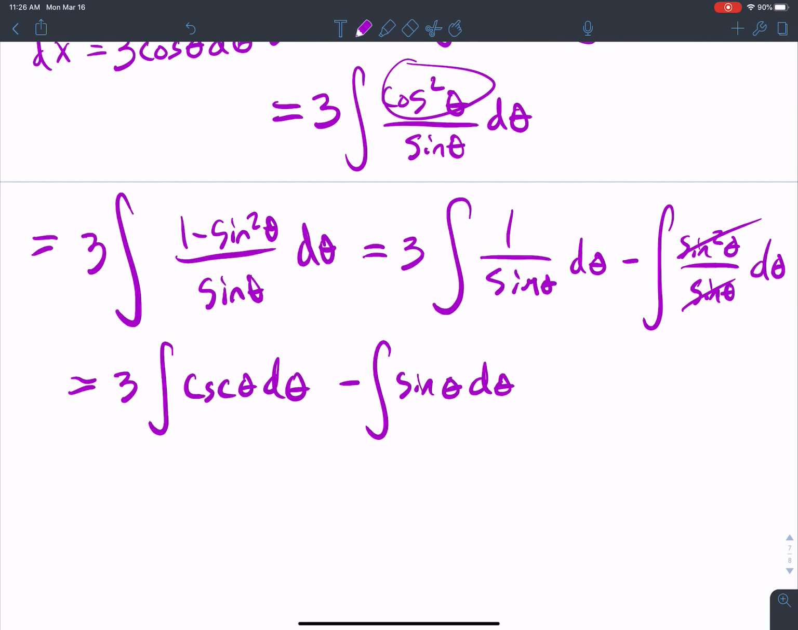So these are two integrals that you have to memorize. You've got to memorize them. Let's think about this. I'll give you a second to see what you're thinking. Okay, think you got it?